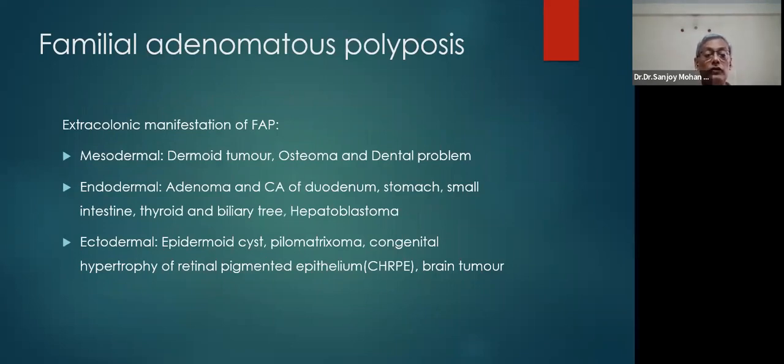Familial adenomatous polyposis can be extracolonic as well. The manifestations can be divided by origin. Mesodermal: desmoid tumor, osteoma, and dental problems. Endodermal: adenocarcinoma of the duodenum, stomach, intestine, thyroid, biliary tract, and liver. Ectodermal: epidermoid cysts, pilomatrixoma, congenital hypertrophy of the retinal pigmented epithelium, and brain tumors.